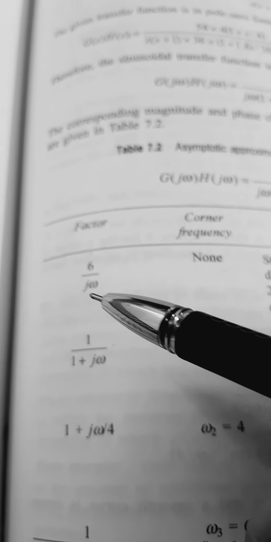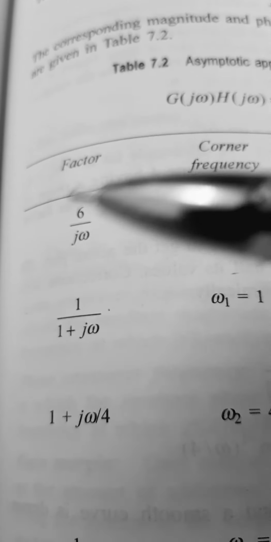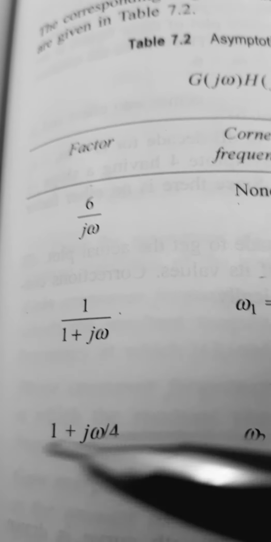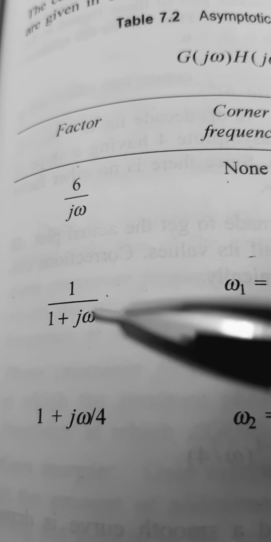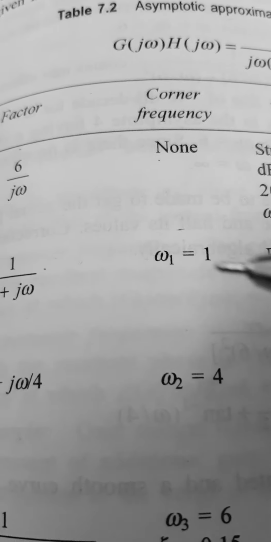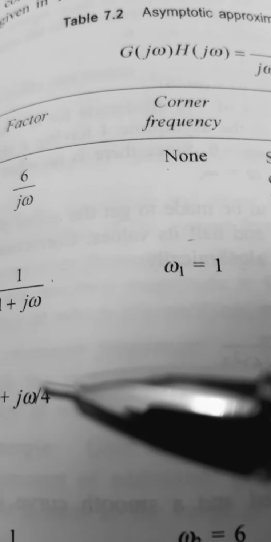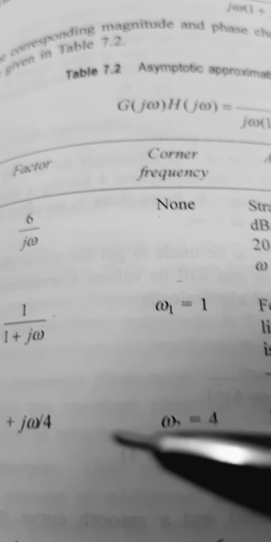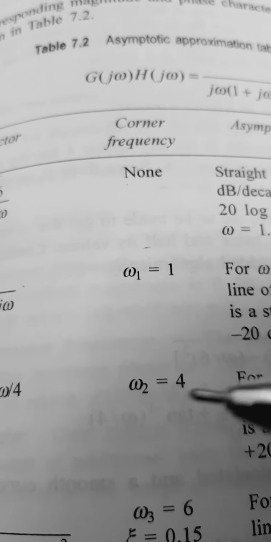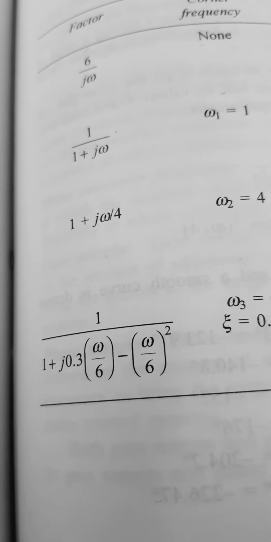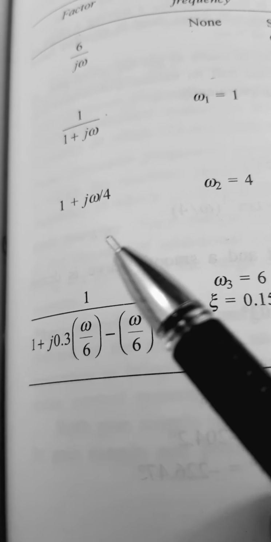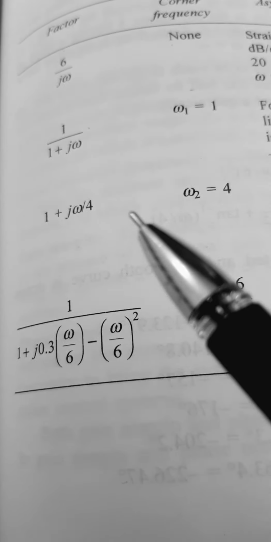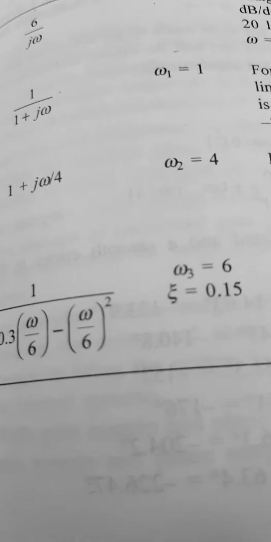Here there is T equal to 1 by omega. So here you are getting omega 1 is equal to 1, T is equal to 1 by omega, and then you are getting omega 2 is equal to 4. So whatever this omega 4, 1 divided by 1 by omega 4.